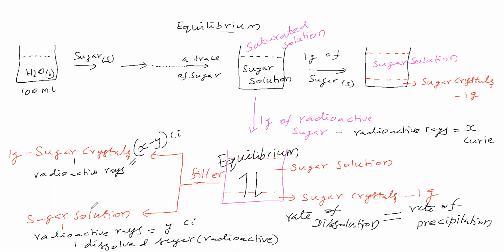Even after filtration, it is a saturated solution. In this saturated solution also, precipitation and dissolution both are taking place. Have we filtered completely? No. A trace amount of precipitate will be there that we are unable to see. Therefore, in a saturated solution, physical equilibrium is there between dissolution and precipitation. So in this solution, the rate of dissolution is equal to the rate of precipitation.